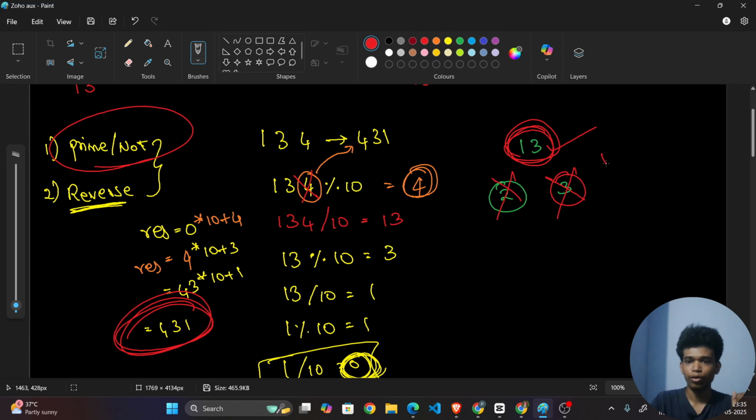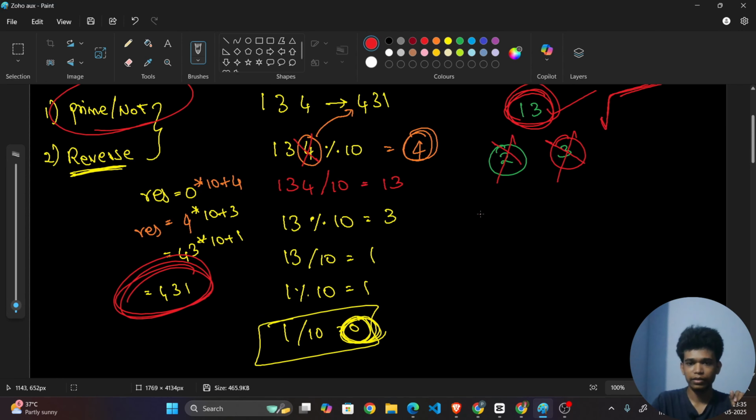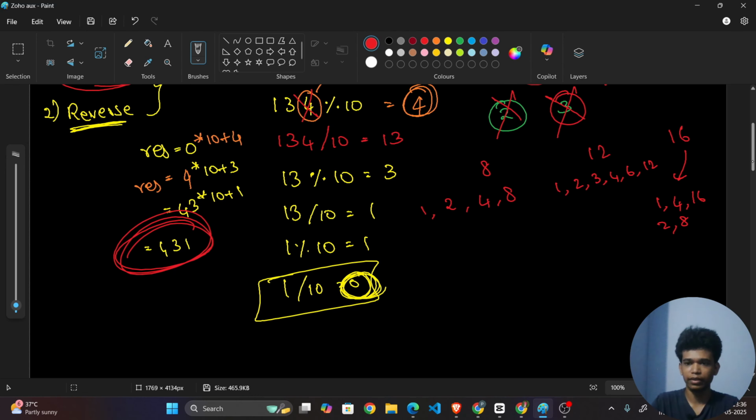Now you may ask why it is the square root of the number. Let me explain that. For example, let me take 8, 12 and 16. Now what are the factors of 8? It will be 1, 2, 4, then 8. Now for 12, the factors are 1, 2, 3, 4, 6 and then 12. Now for 16, the factors are 1, 2, 4, 8 and 16.